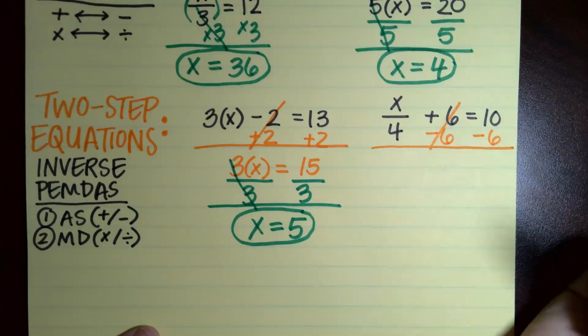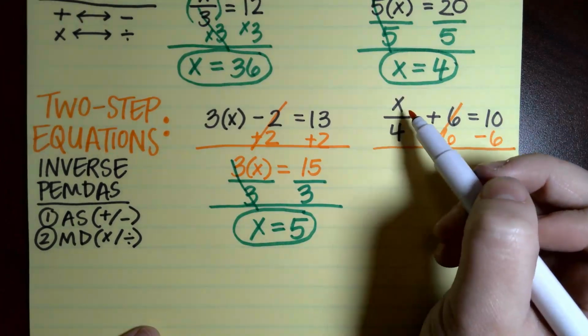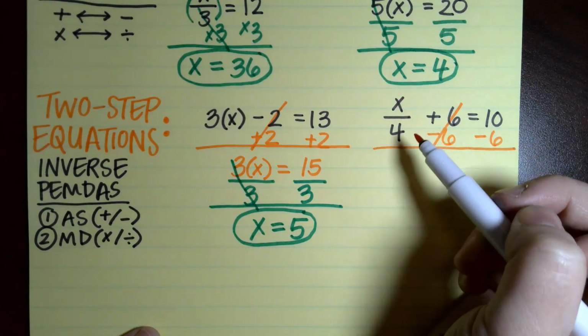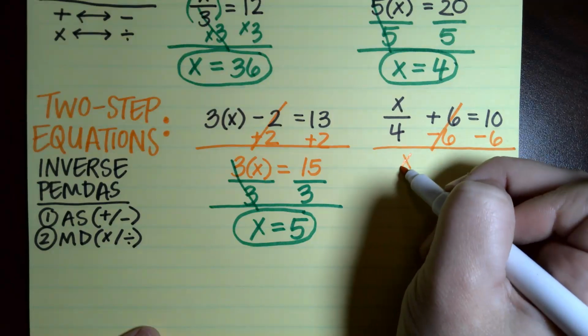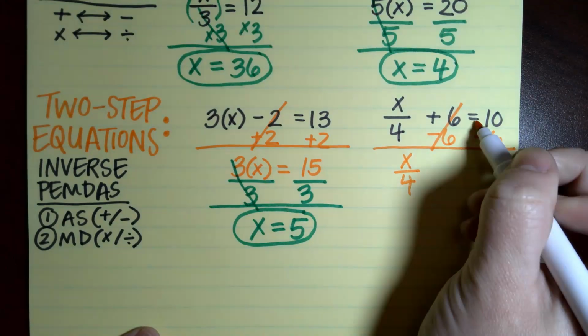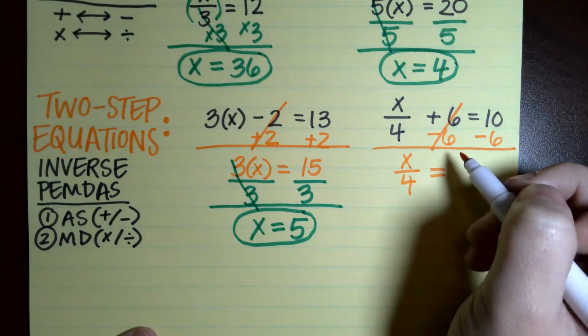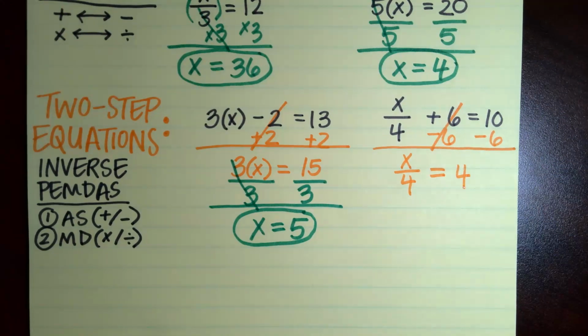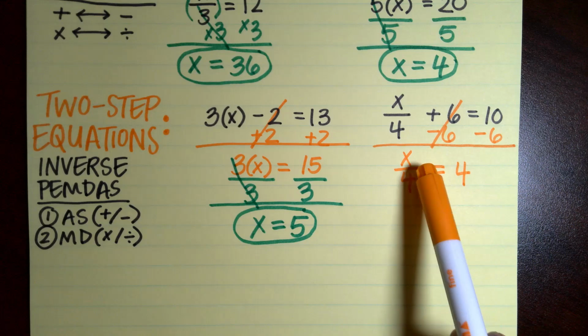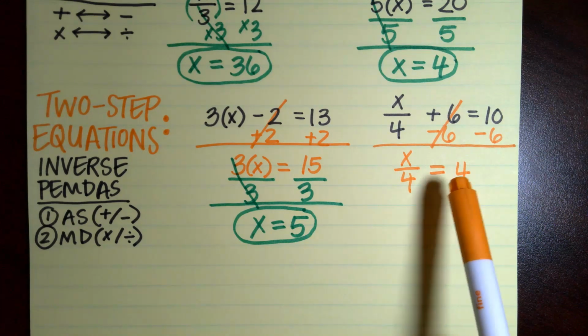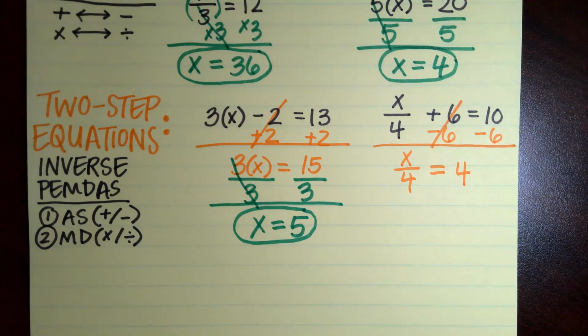My 6's cancel out. On this side, I have x divided by 4 left. So I'm going to bring that down. I have an equal, and then I have 10 minus 6, which is 4. Okay. Now I have a whole new equation. I have x divided by 4 equals 4. What do I do now?